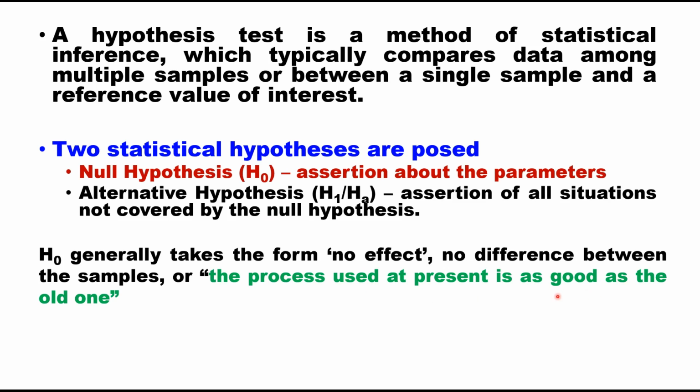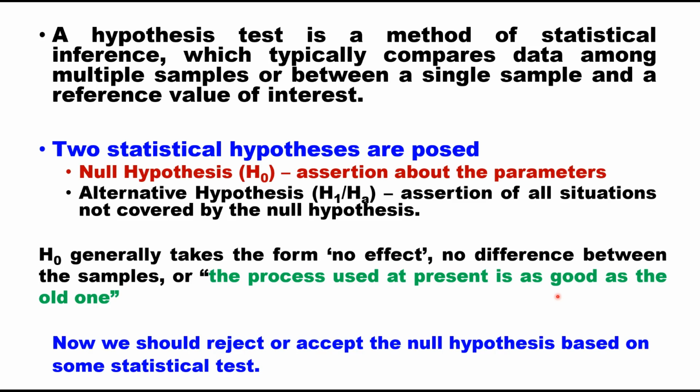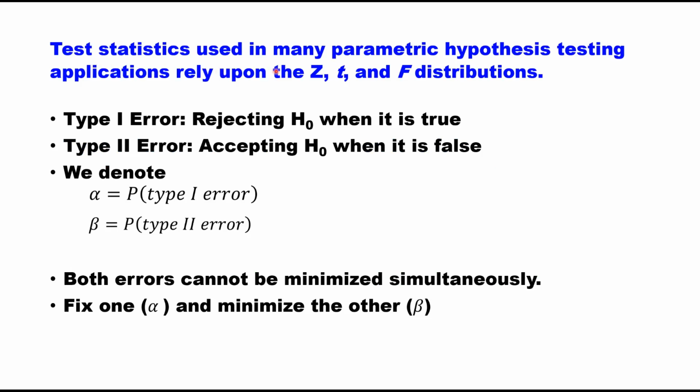So when we say two means, the null hypothesis assumes that there is no difference in the two means. And H1 is opposite to that. H1 assumes that there is a difference. Now we should reject or accept the null hypothesis based on some statistical test. Test statistics used in many parametric hypothesis testing applications rely upon either Z, T or F distributions. So whenever a decision is based on the result of a hypothesis test, there is a chance that it is incorrect. And therefore we must first define a level of significance. That is the probability of making error in accepting or rejecting a hypothesis.